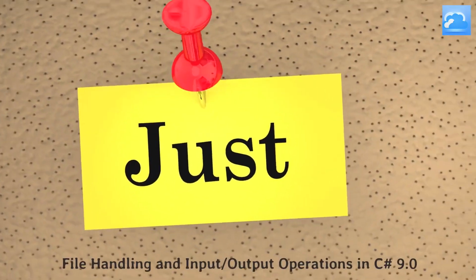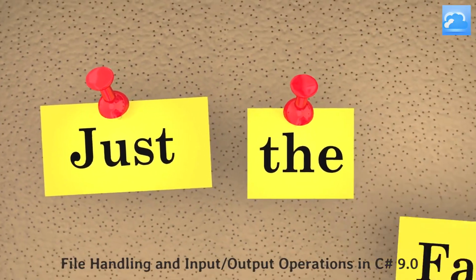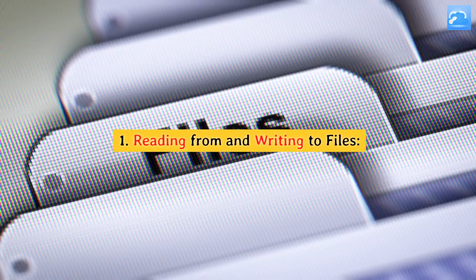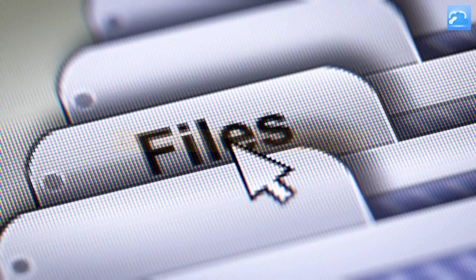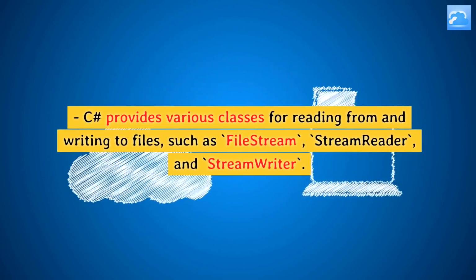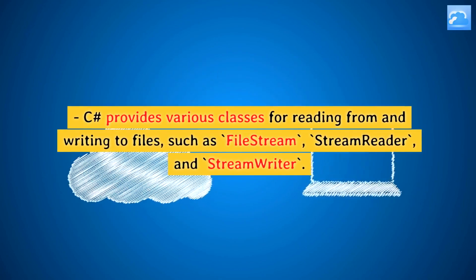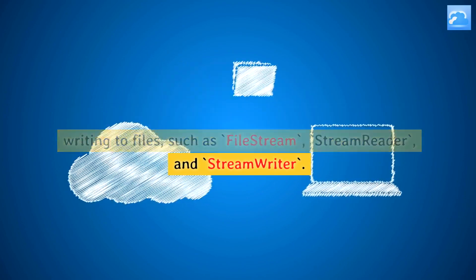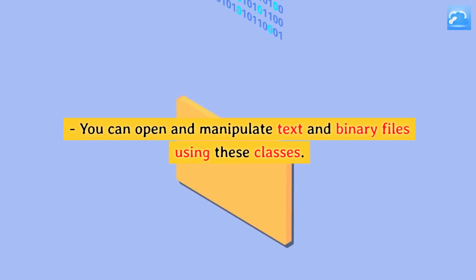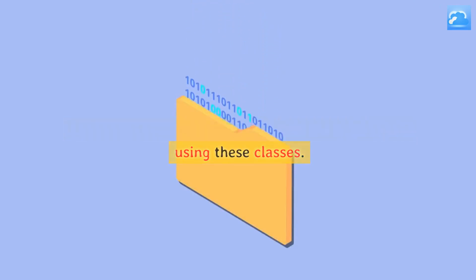File handling and input/output operations in C# 9.0. 1. Reading from and writing to files. C# provides various classes for reading from and writing to files, such as FileStream, StreamReader, and StreamWriter. You can open and manipulate text and binary files using these classes.